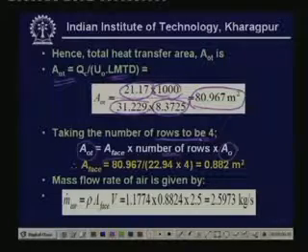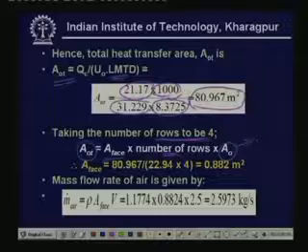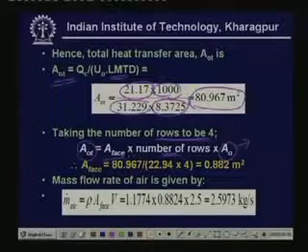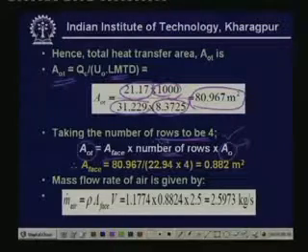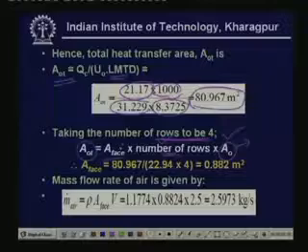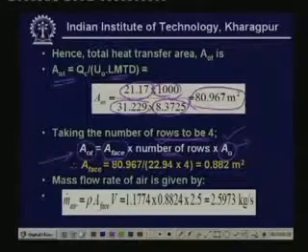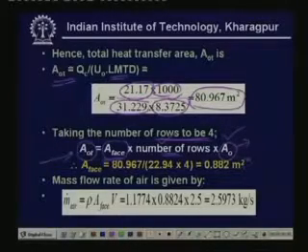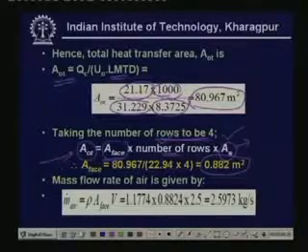Why are we writing like this? Because A naught is nothing but the total area per meter square face area per number of rows. So that's why you get this kind of formula. A naught is known to us, number of rows is assumed to be 4, and A face area is not known, but A total we have just calculated as 80.976. If you substitute all these values, you find that face area is 0.882 meter square, but this may not be the correct face area.